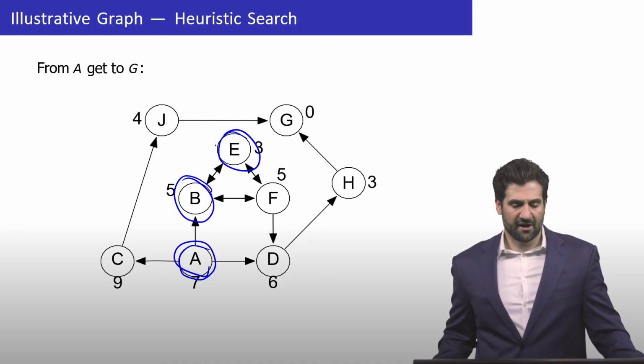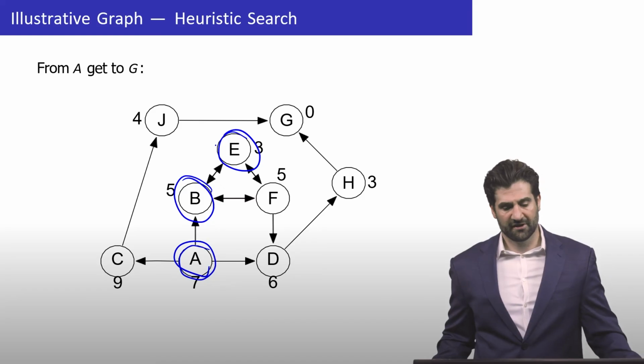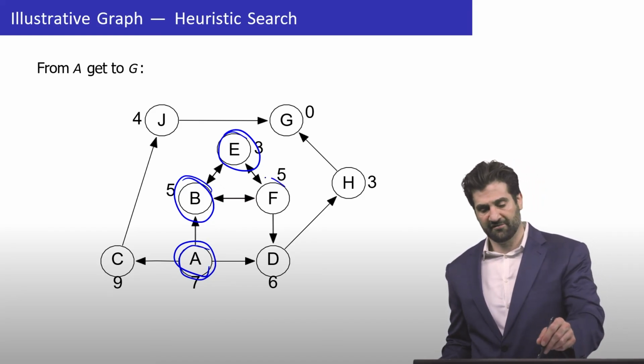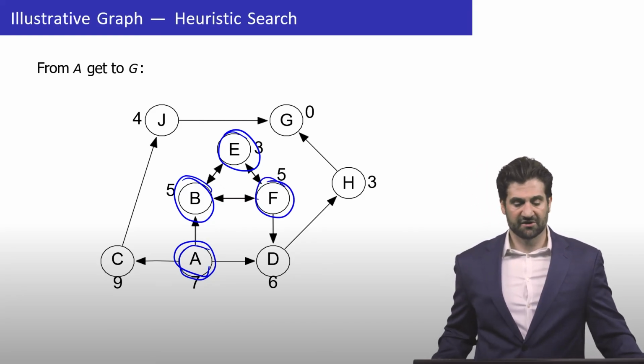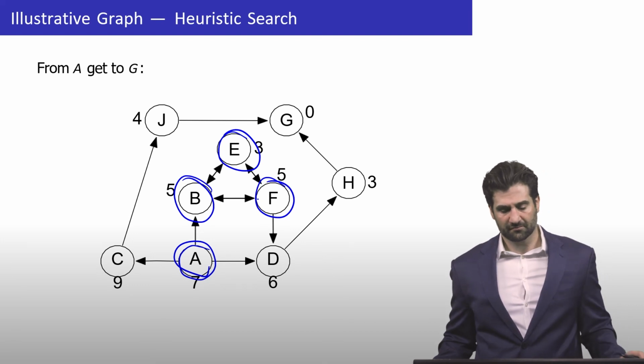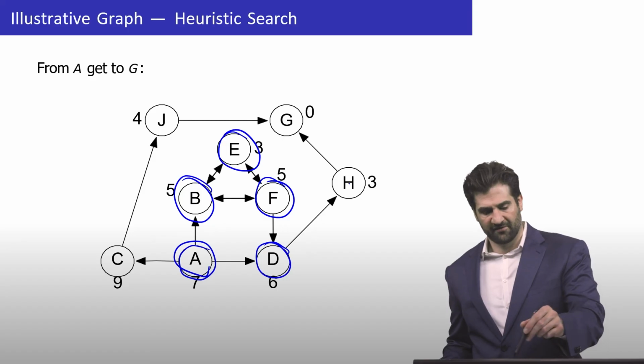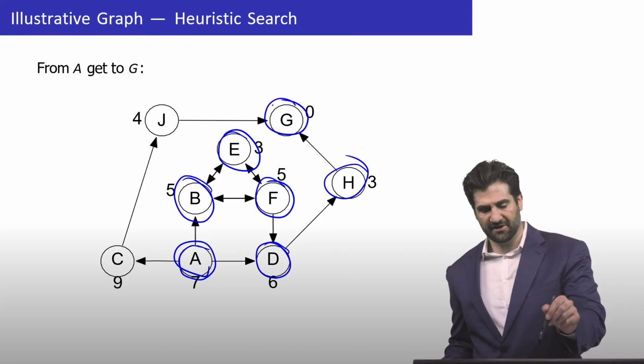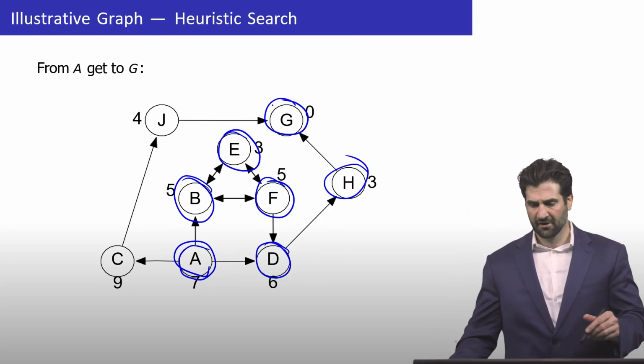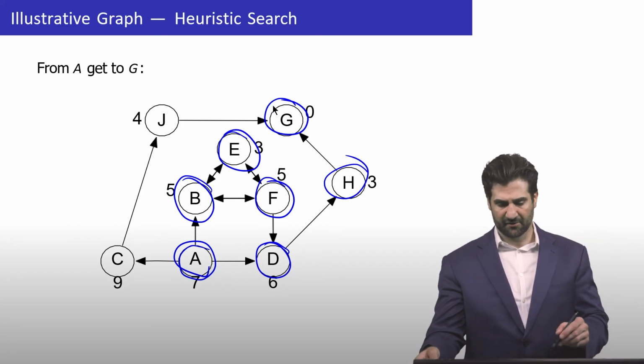Then what do we have to select from? Again, in either case, we have node F, which is distance 5 to the goal. And then we would select node D, followed by H, followed by G. And we've reached the goal. So this is the path that we have taken.